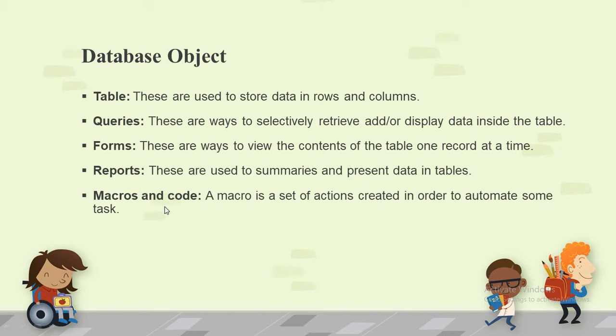And last is macros and code. A macro is a set of actions created in order to automate some tasks. Suppose we know that the gold price changes daily, so we create a macro on gold price. So whenever the gold price changes, it affects our product price. So we can use macros and code for that.